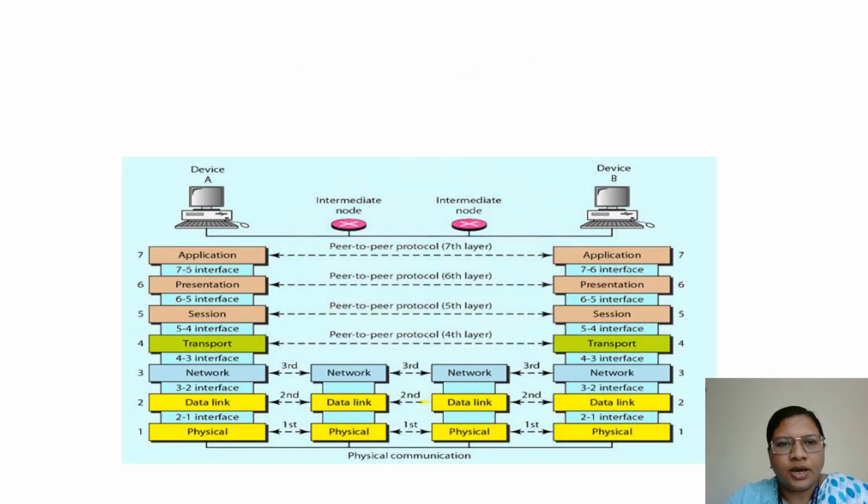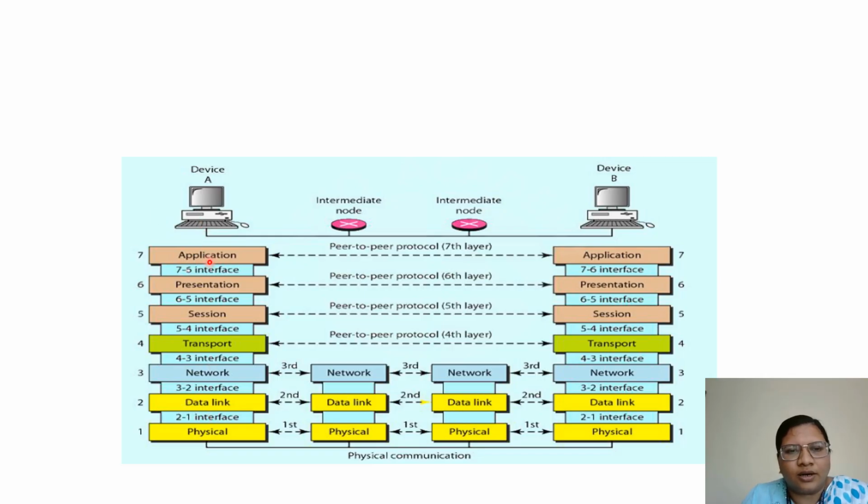Now you can see how the 7 layers will work. I'm going to send a message from device A to device B. The message is going to pass through this transmission medium, or physical medium. Before the message passes through this transmission medium, it is going to be processed by all these layers.